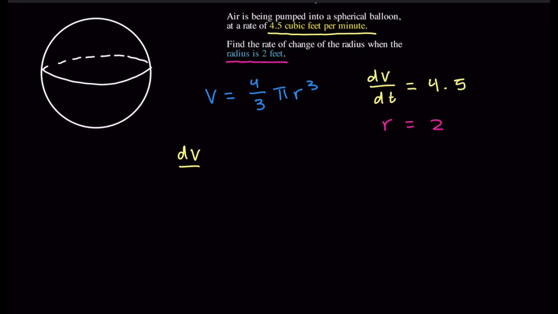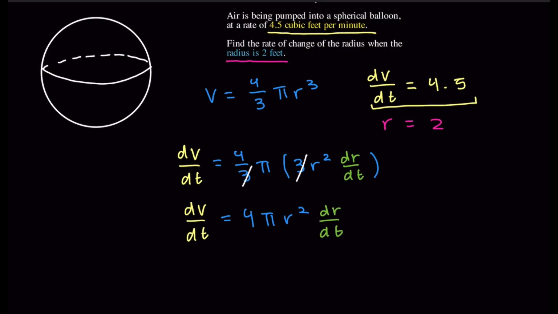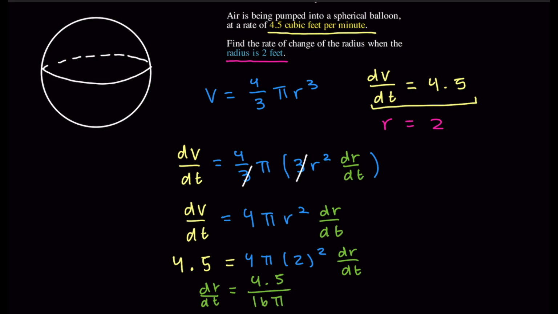Now we apply implicit differentiation to the volume formula to get dV/dt is equal to 4/3 pi times 3r squared dr/dt. We cancel out the 3 to get this new simplified form of dV/dt. From the problem, we have dV/dt is equal to 4.5, so now we just substitute this in. We are looking for the rate of change in the radius, which is dr/dt. So now we just need to isolate for dr/dt. So this becomes 4.5 over 16 pi, and the unit here is feet per minute.